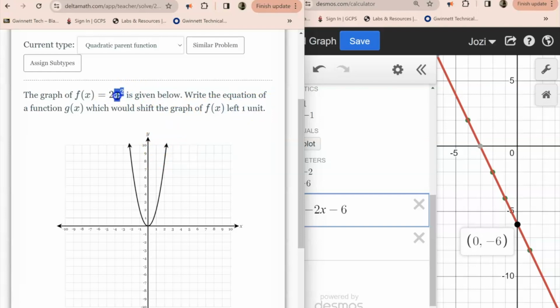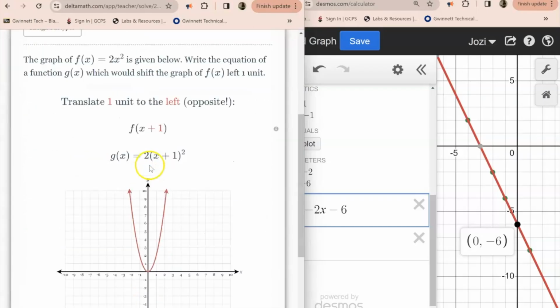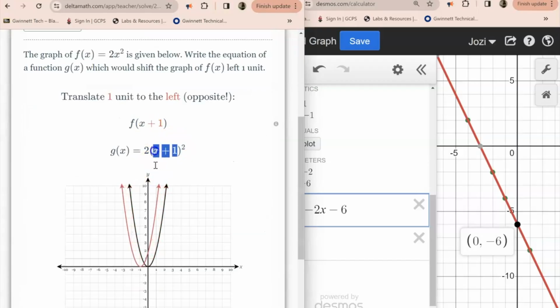My parent one is this right here. So inside the parentheses, I'm putting one right here where the blue is. I'm going to move it left. So left is minus, but it's opposite of what I think because it's inside. So it's going to be plus 1. So show a solution. So 2x plus 1 inside.